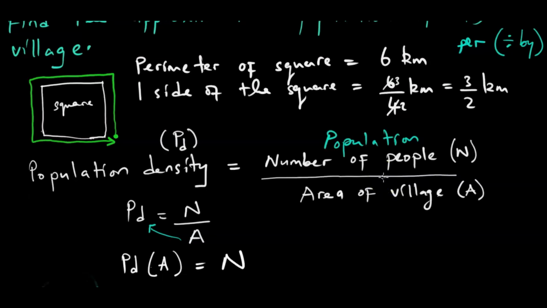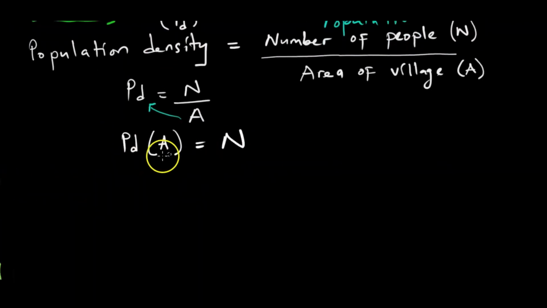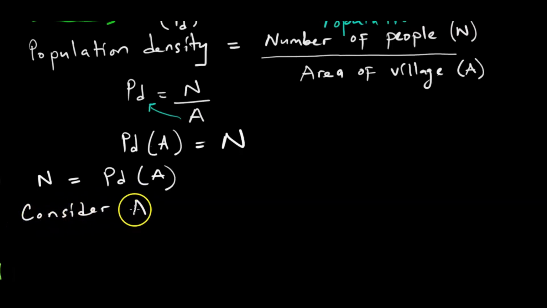Okay. So this is the formula we are now working with. N is equal to PD times A. To find A, we need to know the area. The area of a square is equal to side times side.